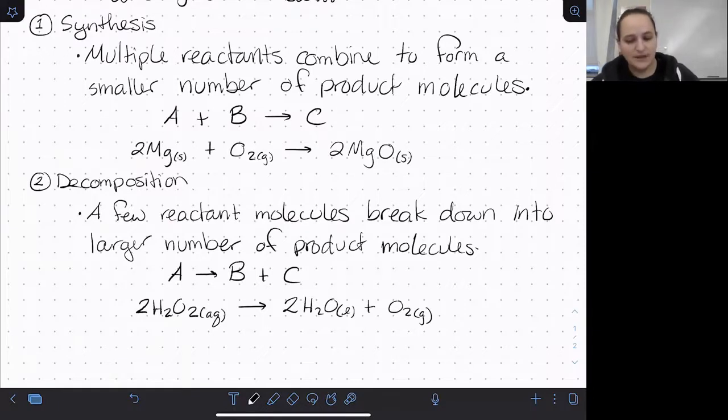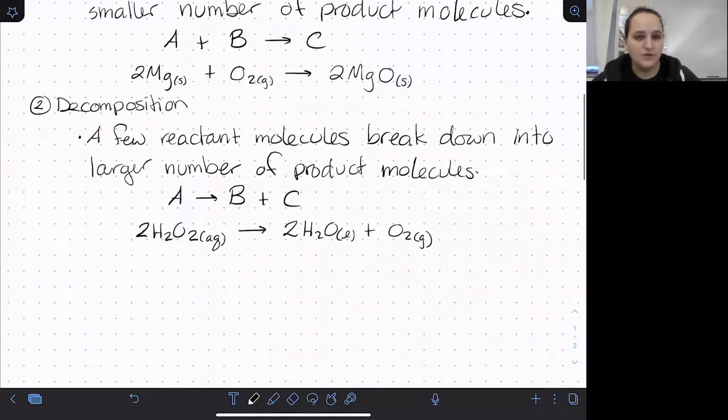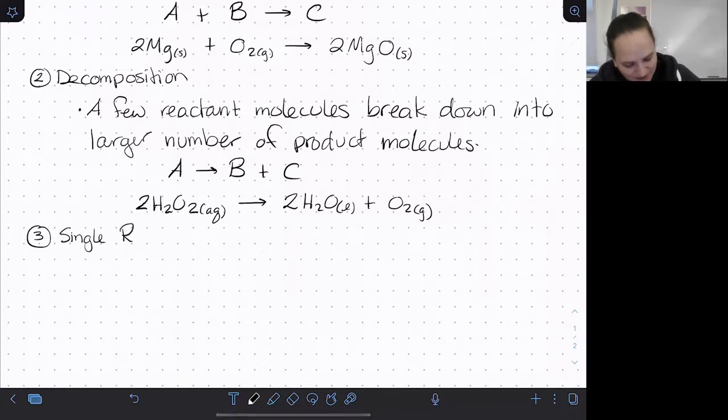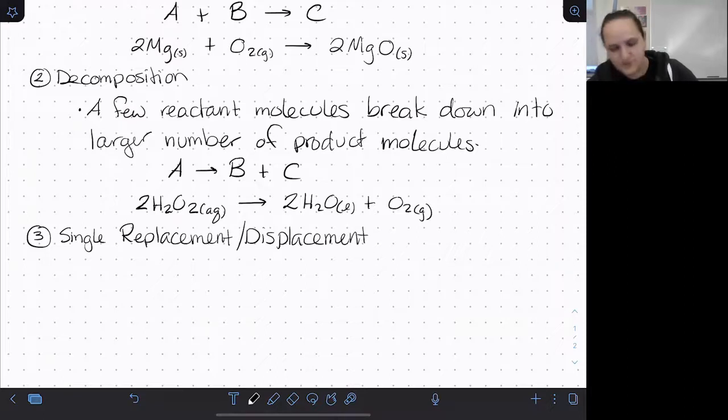The rest of them, the next three, are all specific to particular types of reactants reacting and how they're likely to react, for lack of a better word. The first one is known as a single replacement reaction. Sometimes it's called single displacement, either one is fine by me. I usually use replacement, it's just what I learned.